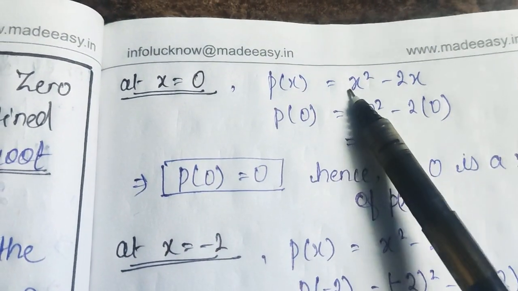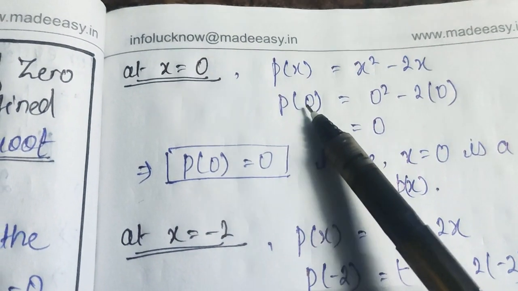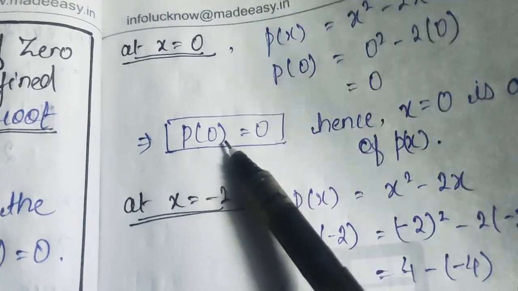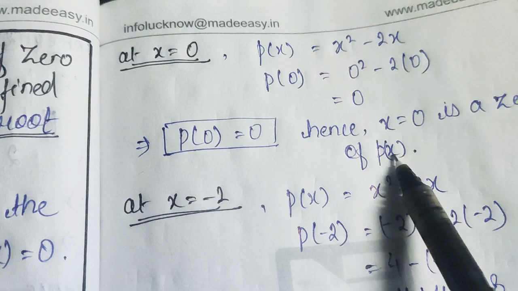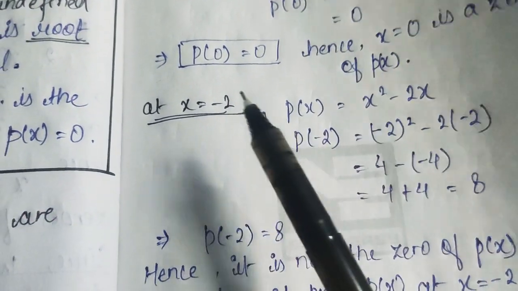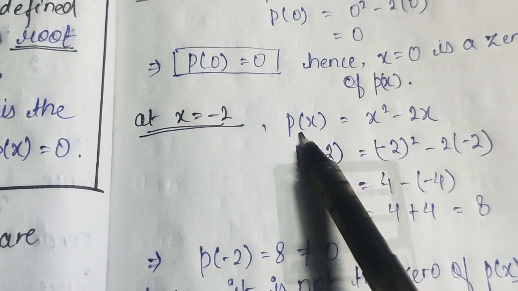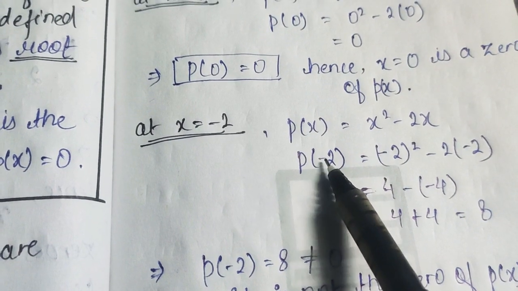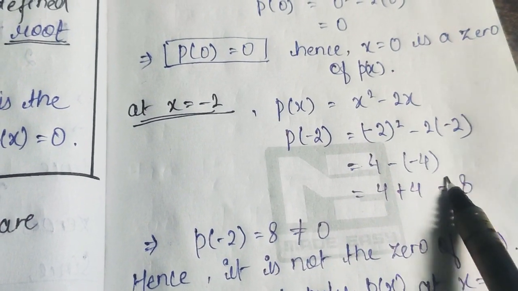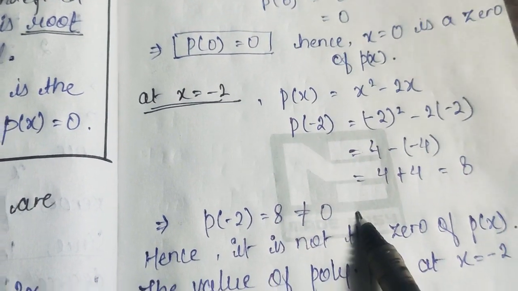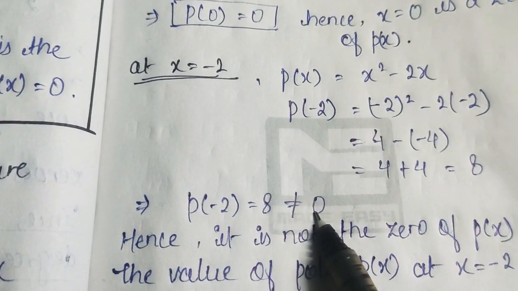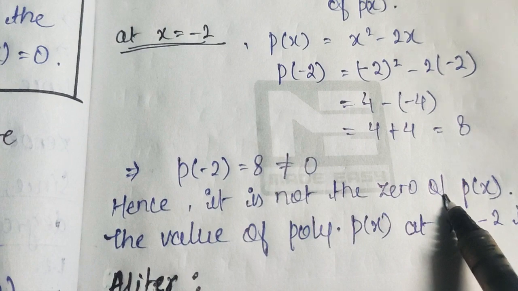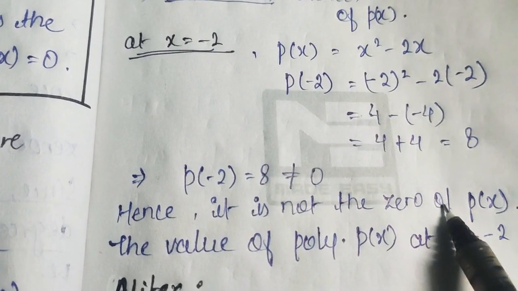Now let us check for x equals 0. So p of x is x square minus 2x. At the point x equals 0, you can see again p of x becomes 0. So yes, x equals 0 is also a root of the polynomial. Now checking for x equals minus 2. Here p of x is x square minus 2x. At x equals minus 2, the value of the polynomial is 8, which is non-zero. Whenever you get a non-zero value of the polynomial at the given point, that point will not be the zero, or the root, of the polynomial.